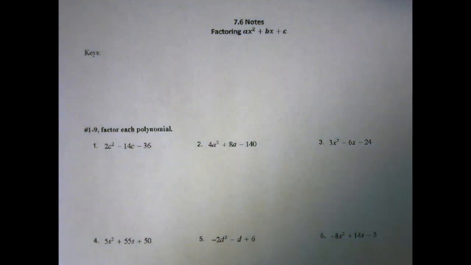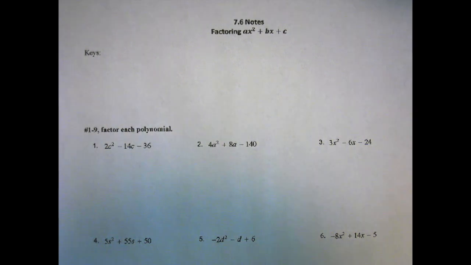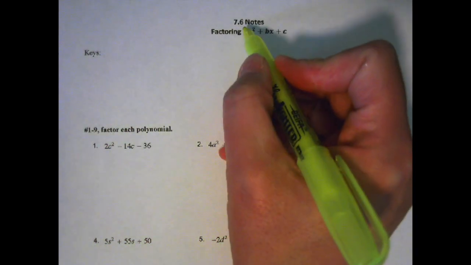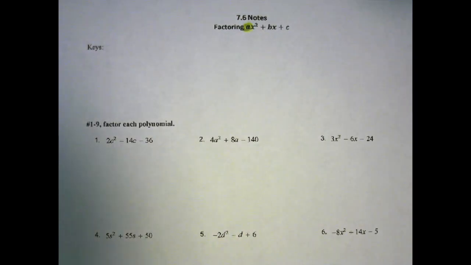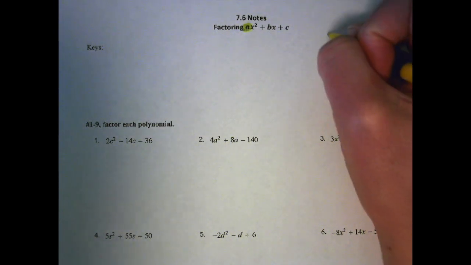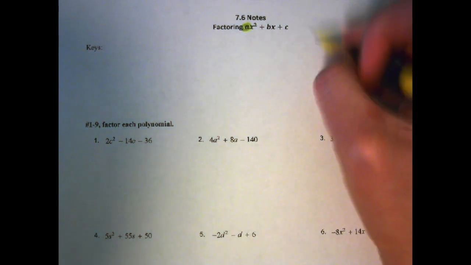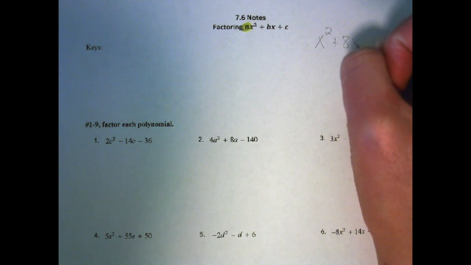Class. Today we're going to be covering 7.6. And in 7.6, the only difference between 7.5 and 7.6 is that now you're going to have a number out in front. So yesterday you would have looked at a problem that might have looked like this. Say x squared plus 8x plus 7.